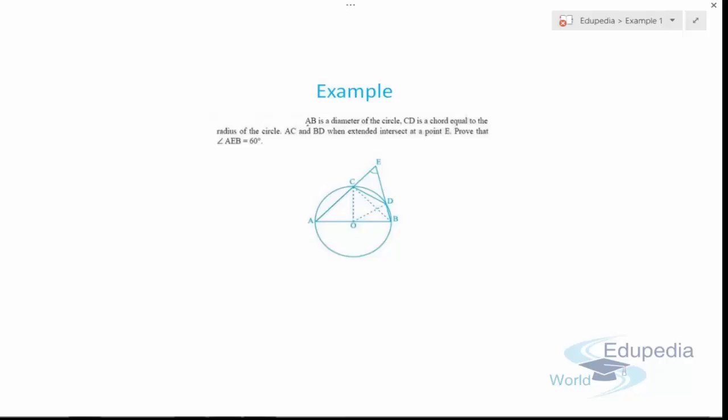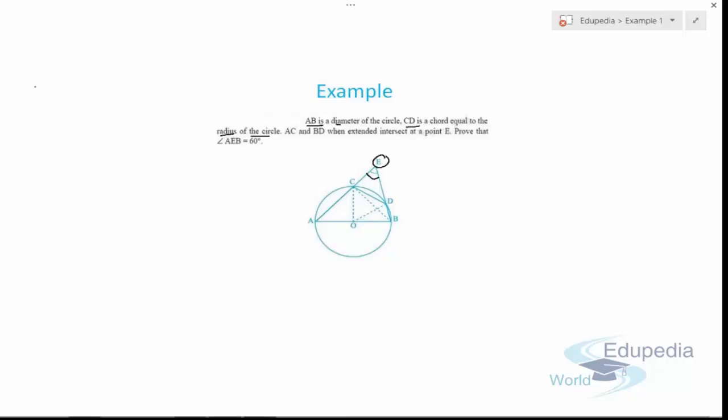The example says that AB is a diameter of a circle and CD is a chord equal to the radius of the circle, right? And AC and BD when extended meet at point E. So this is point E. We need to prove that angle AEB is 60 degrees. Means we need to prove that this angle is 60 degrees, right?